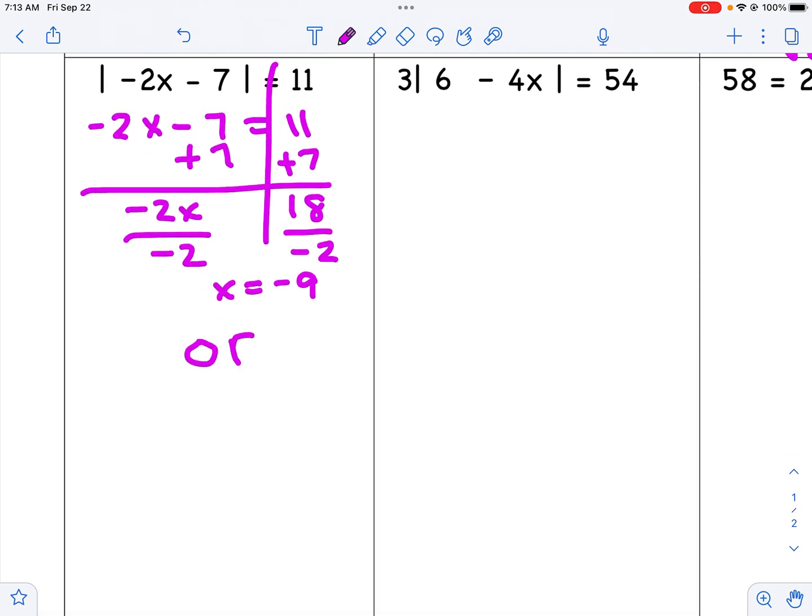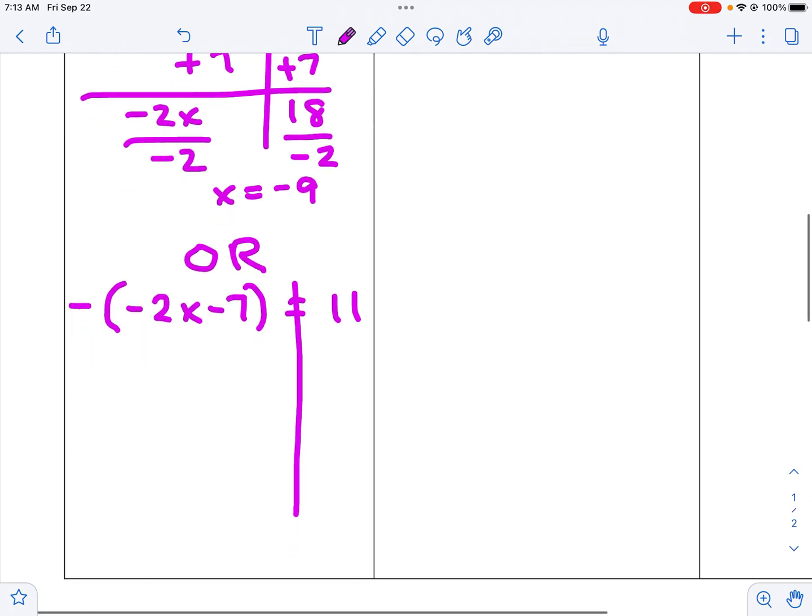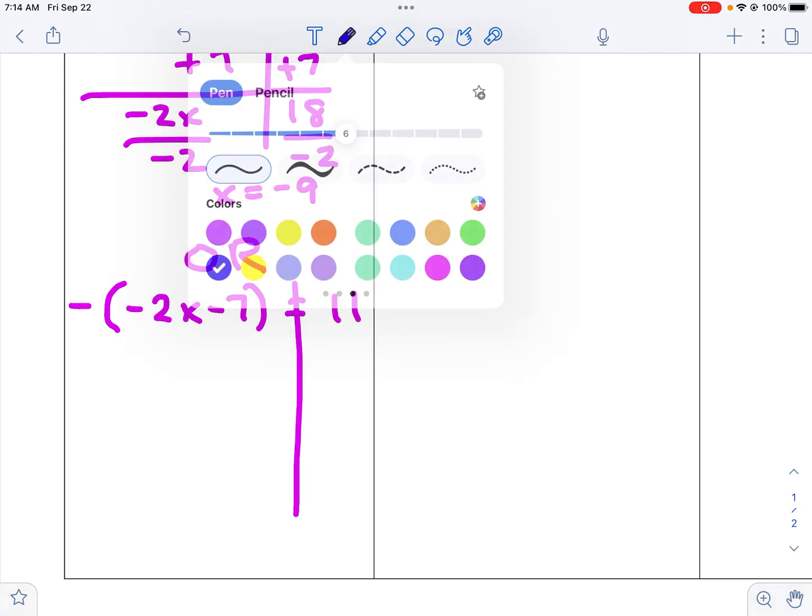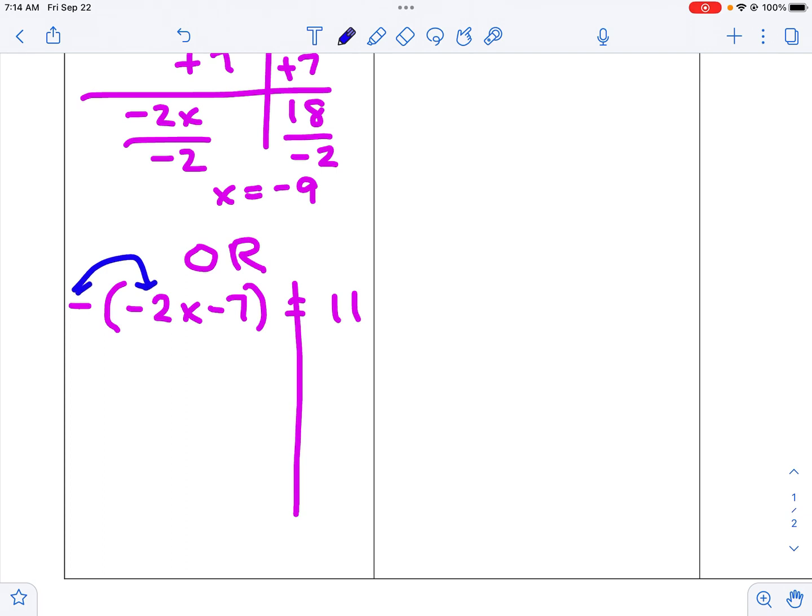Now we're going to put the word "or", and now we're going to work the problem all over again, only this time we'll assume that -2x minus 7 is negative and that it still equals a positive 11. So I'm going to distribute my negative sign. I'm going to multiply and multiply. So now I have 2x plus 7 equals 11.